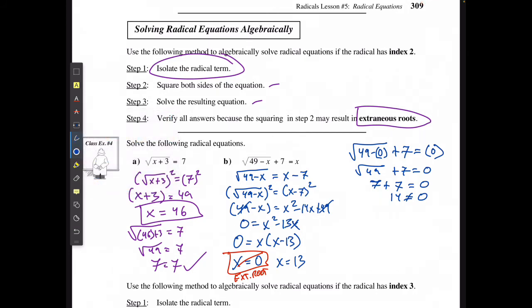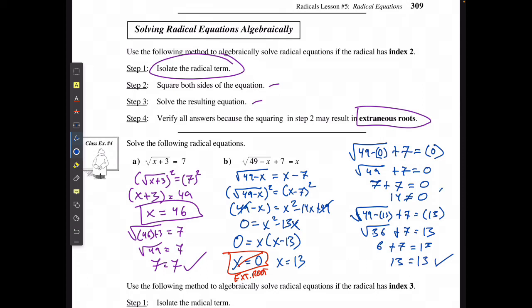Check the other possibility. The square root of 49 minus 13 plus 7 is equal to 13. Square root of 36 plus 7 is equal to 13. 6 plus 7 is equal to 13. 13 is equal to 13, which does work. And there's our correct solution.